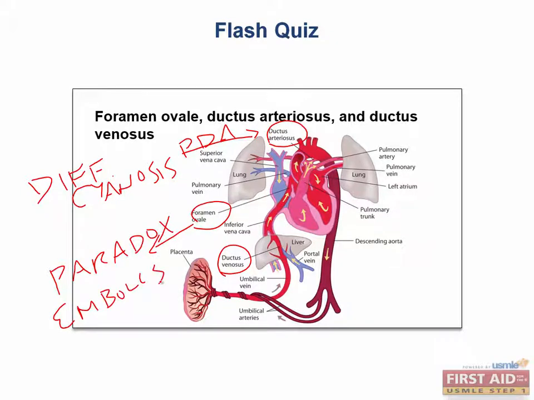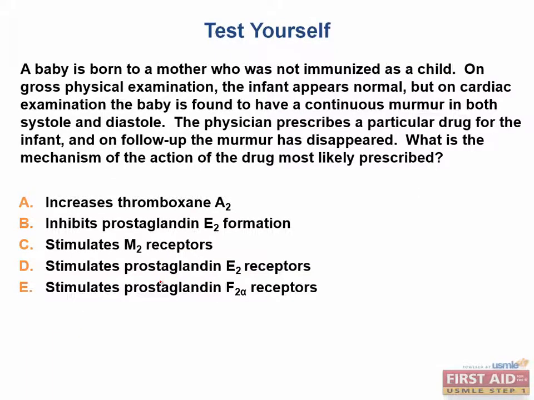Now let's do a couple of vignette-style questions before we conclude this embryology section. So a baby is born to a mother who was not immunized as a child. On gross physical examination, the infant appears normal, but on cardiac examination, the baby is found to have a continuous murmur, so that is in both systole and diastole. The physician prescribes a particular drug. So what drug did they give for the infant? And on follow-up, the murmur has disappeared. Magic, right? What is the mechanism of the action of the drug most likely prescribed?